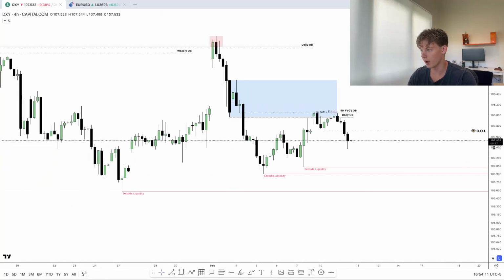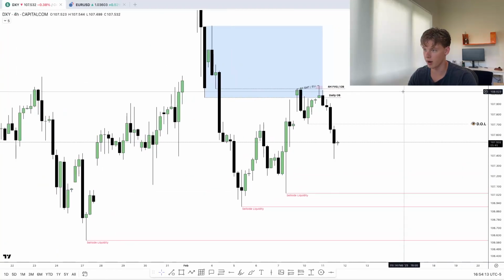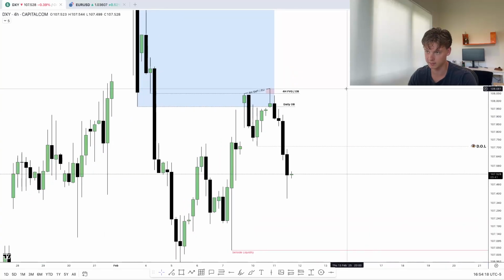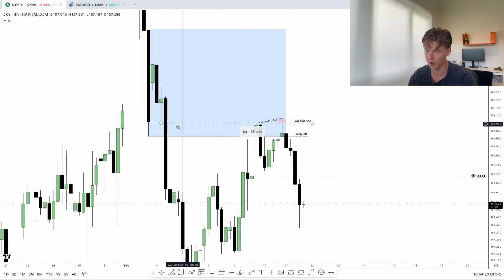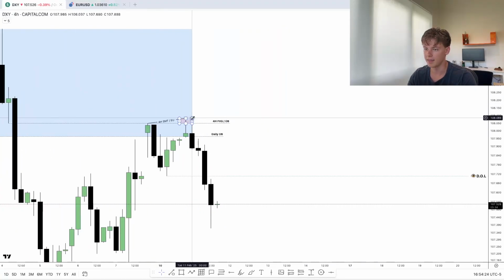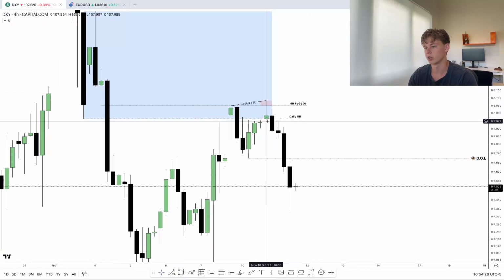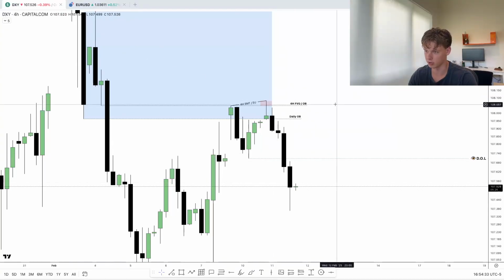If we go to the 4 hour, this is why I was bearish on the dollar coming into Tuesday. We came into this 4 hour, we closed this 4 hour gap and we came into this 4 hour order block. And then we got SMT, and then I basically got my model, which told me to short DXY and essentially long the euro.